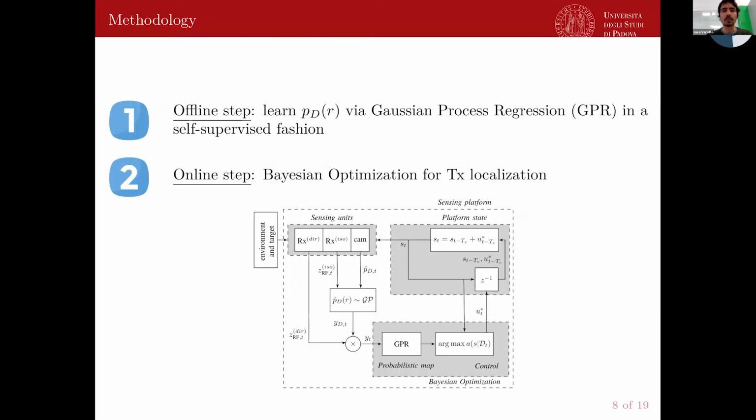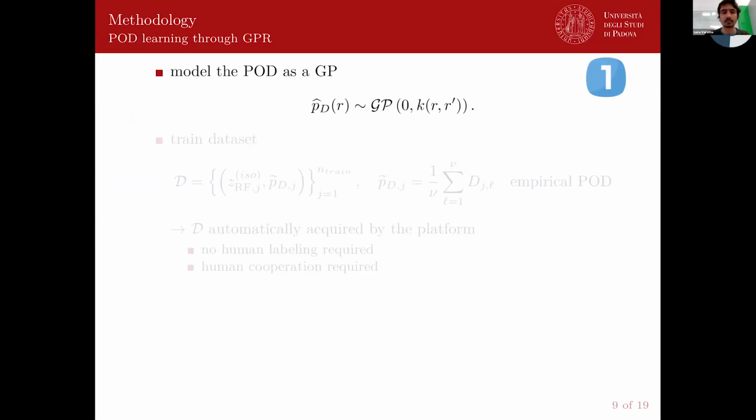The methodology that we propose is based on two steps. The first one is a flying step in which we learn the probability of detection of a certain target according to the RSSI data gathered at the platform side. And we perform this according to a Gaussian process regression process. And the second step instead is the online effective localization step performed with the Bayesian optimization.